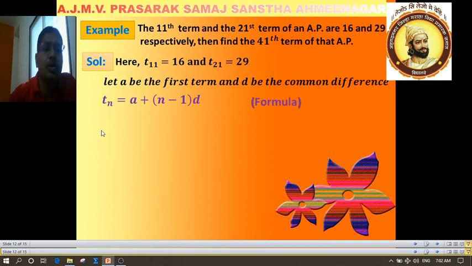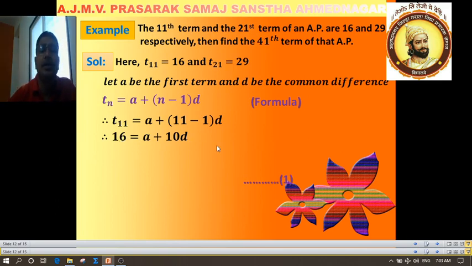We have T11 is equal to a plus 11 minus 1 times d. But we know that T11 is 16. So substitute the value of T11. 16 is equal to a plus 10d. Equation number 1.